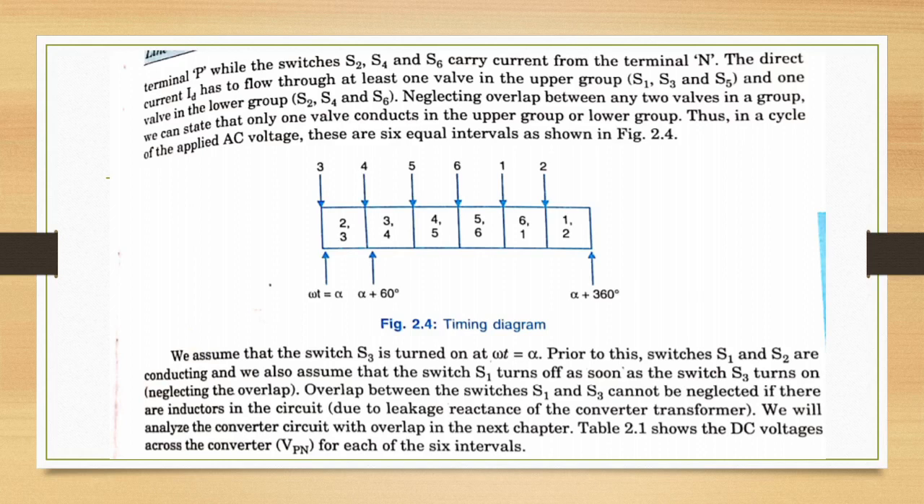Prior to this, switches S1 and S2 will be conducting, and we assume that S1 will turn off as soon as S3 turns on, because there is no overlap here. If overlap is there, then the situation is different. Here we are neglecting the overlap, so only one switch will be on at a time. Overlap between S1 and S3 cannot be neglected if there are inductors in the circuit.